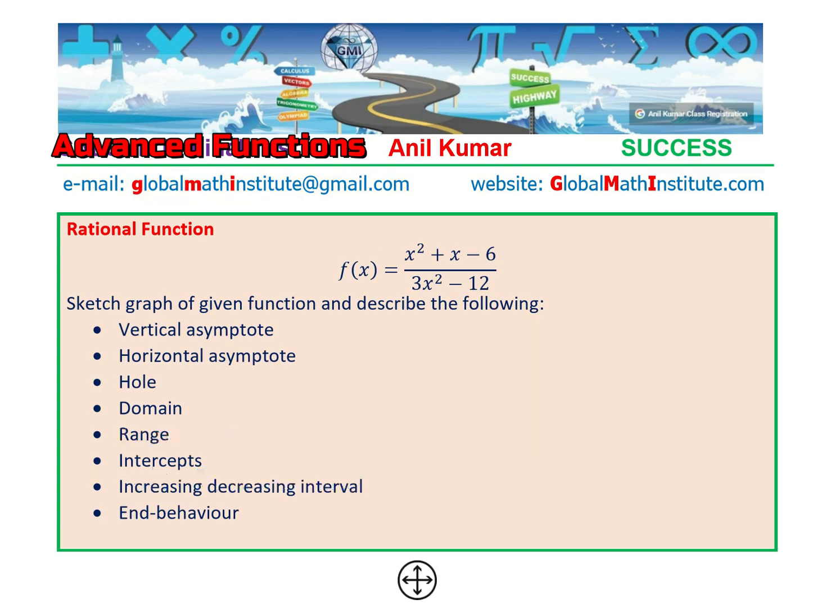Great. Question number 9. Rational function. We are given x squared plus x minus 6 divided by 3x squared minus 12. Sketch the graph of the given function and describe the following. So here, you could write the properties and then describe, then sketch the graph. Do it any way you like. We need to figure out the vertical asymptote, horizontal asymptote, hole, domain, range, intercepts, increasing and decreasing intervals, and end behavior. So all this you need to understand for the given rational function.